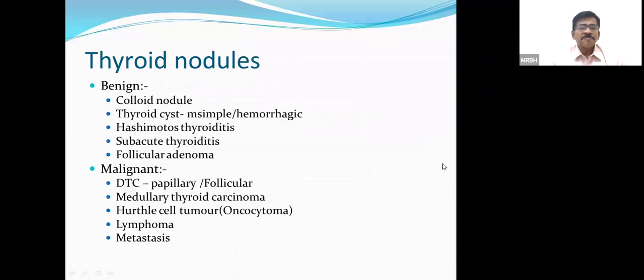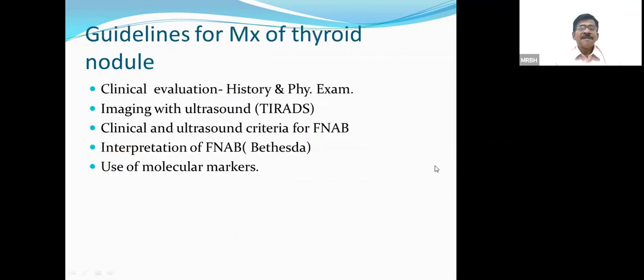These are the important causes of thyroid nodules, which include benign conditions like colloid nodule, thyroid cyst, Hashimoto's thyroiditis, subacute thyroiditis, or follicular adenomas. The malignant include differentiated thyroid cancer, which includes papillary and follicular, medullary thyroid carcinoma, Hurthle cell tumor, lymphoma, or metastatic disease in the thyroid. So what are the guidelines for management of these thyroid nodules?